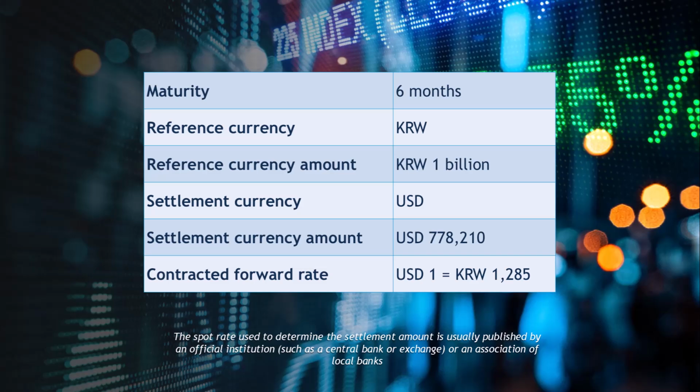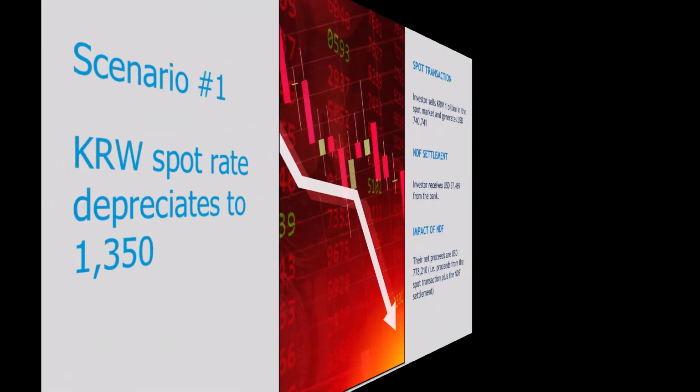When trading a non-deliverable forward, the contract will state the source of the reference spot rate used to settle the contract at maturity. This spot rate will be a snapshot of the underlying market and could be determined by some official institution such as the local central bank or a local association of banks.